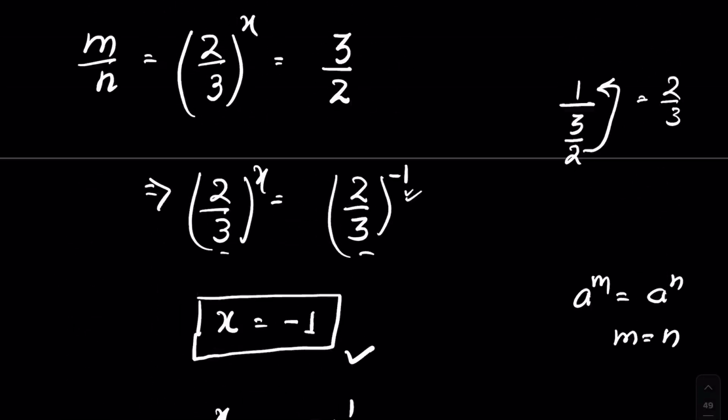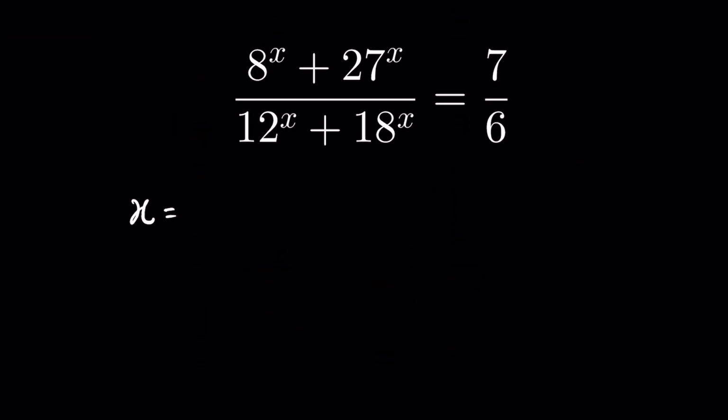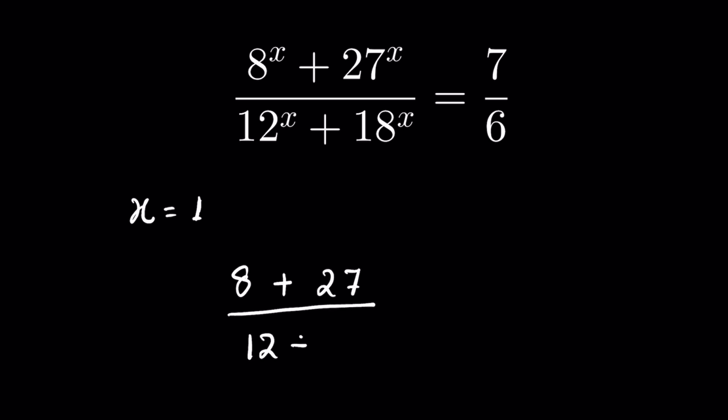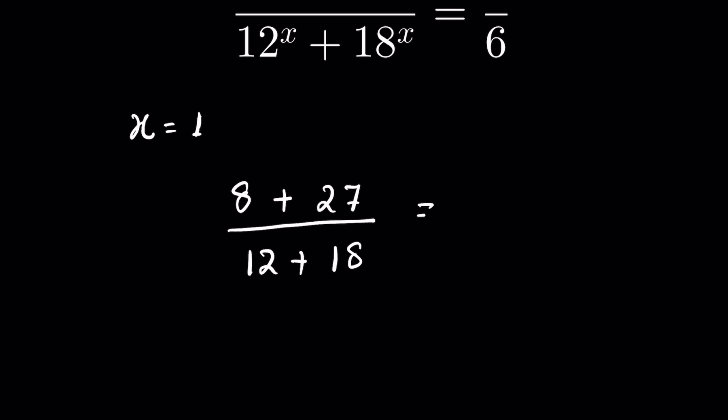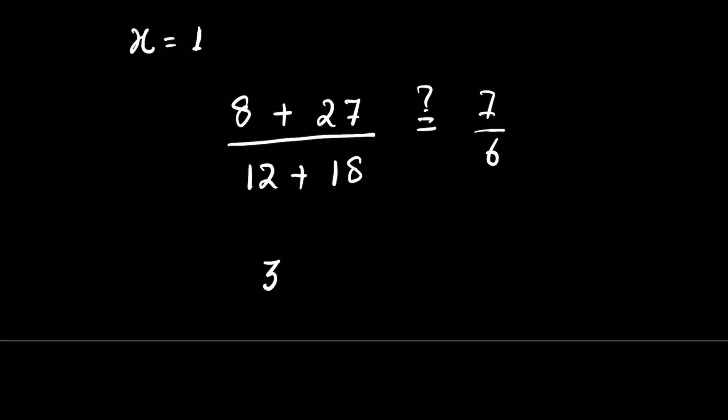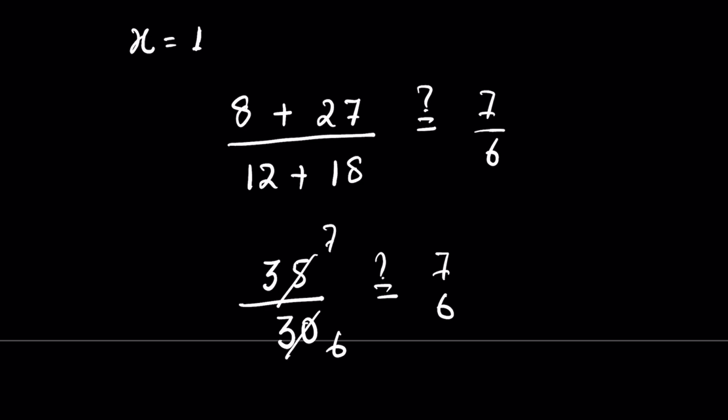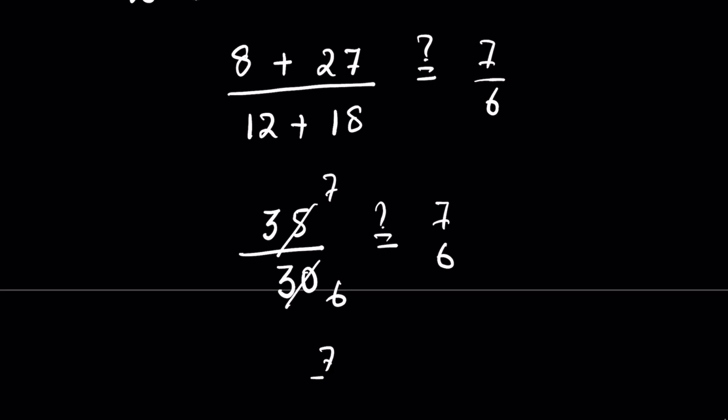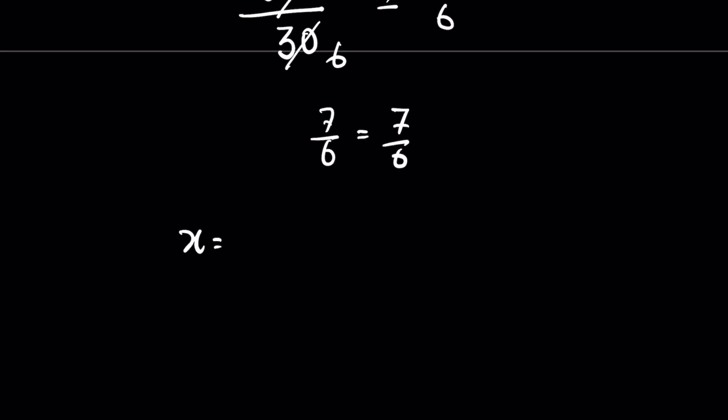Let's verify these answers. When x is equal to 1, then we have 8 plus 27 upon 12 plus 18. Check whether it is equal to 7 upon 6. 8 plus 27 is 35. 12 plus 18 is 30. Now divide. 5 times 6 is 30, 5 times 7 is 35. So 7 upon 6 is equal to 7 upon 6. Now, when x is equal to minus 1.